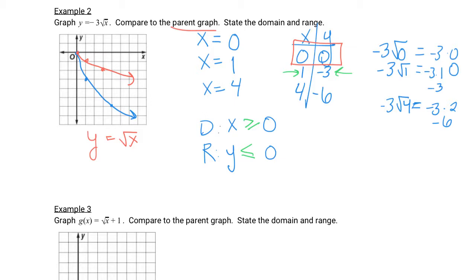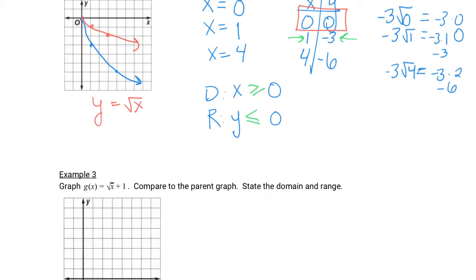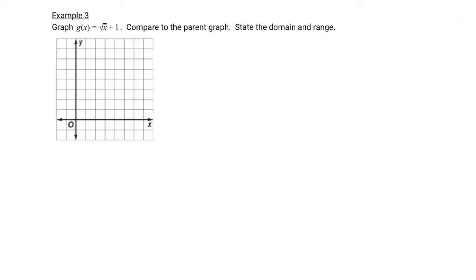Getting it good? I hope so. Let's move on to the next one. So just a smidge different. Now our graph is g of x equals the square root of x plus 1. The radicand is what's under the radical, and that's just x. And we set that equal to 0 to get the first value on our table. Now we plug it into the equation. The square root of 0 plus 1, square root of 0 is 0, and 0 plus 1 is just 1. So when x is 0, y is 1.